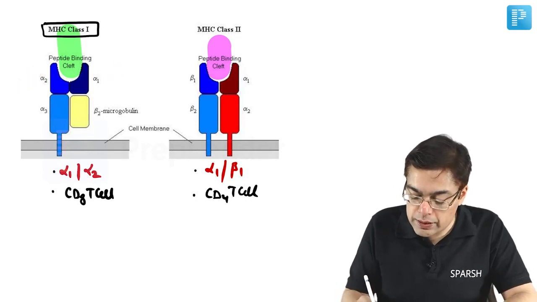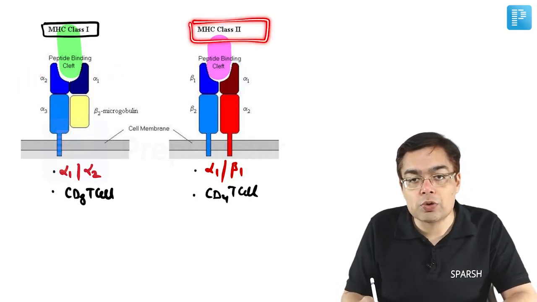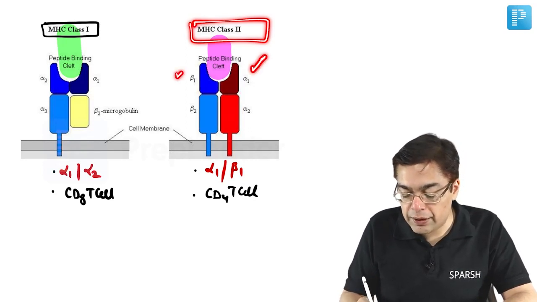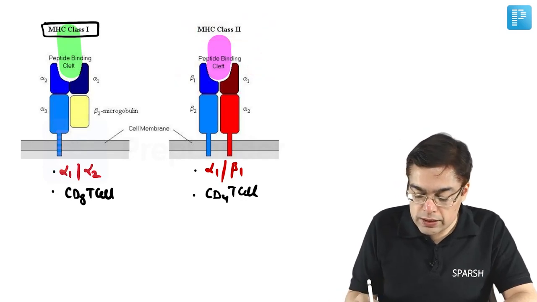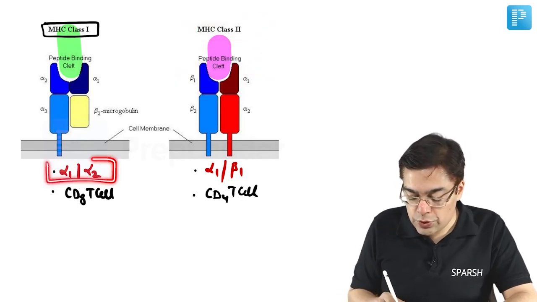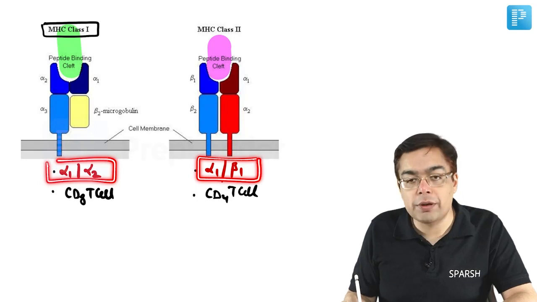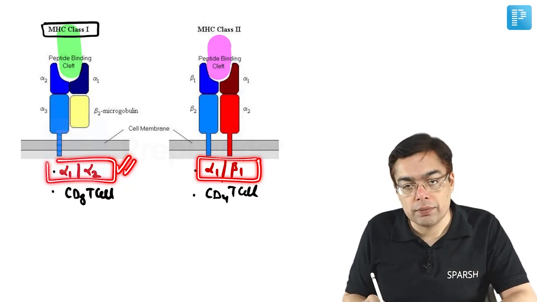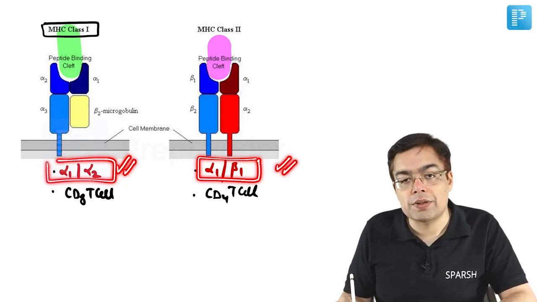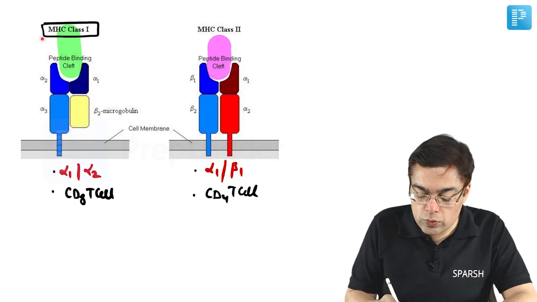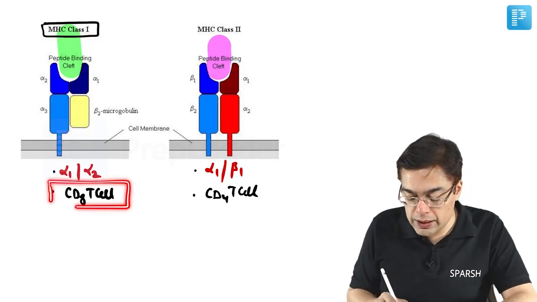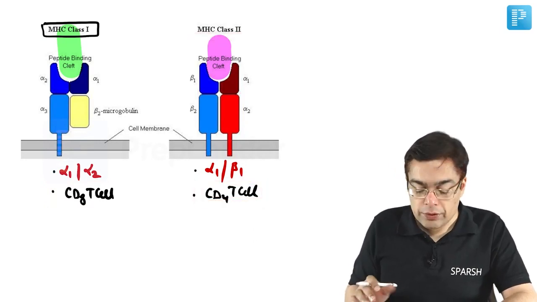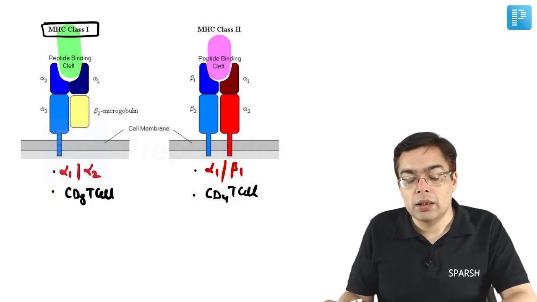The MHC2 molecule also has an antigenic peptide cleft, and this is made up of alpha 1 and beta 1 chains. So the examiners have asked you this kind of question: the antigen binding cleft is formed by which of the following subchains? Alpha 1 and alpha 2 in case of MHC1, alpha 1 and beta 1 in case of MHC2. Not to forget that MHC1 activates CD8 T cells, and MHC2 activates CD4 T cells.